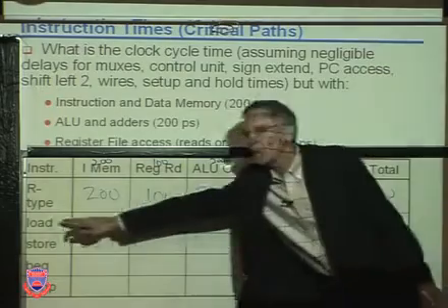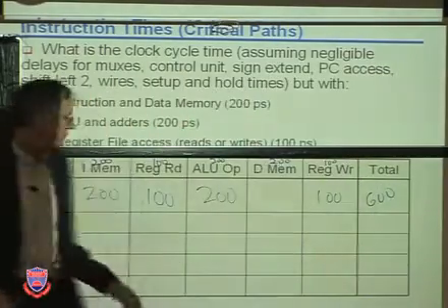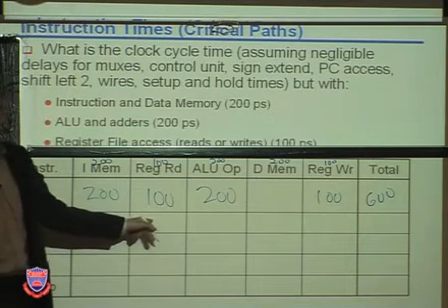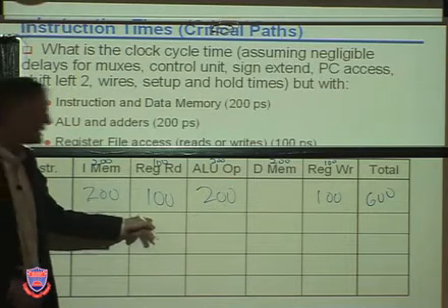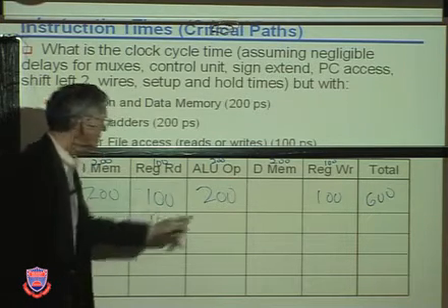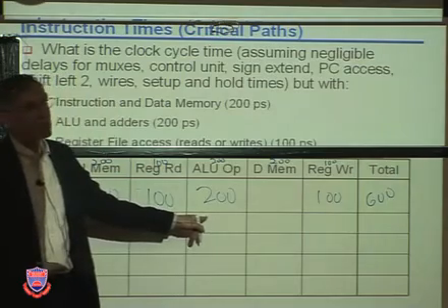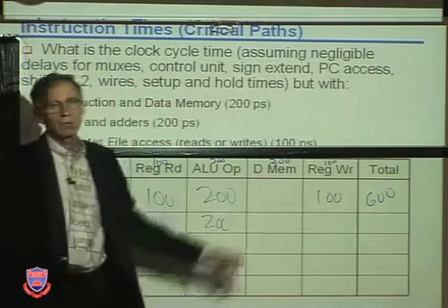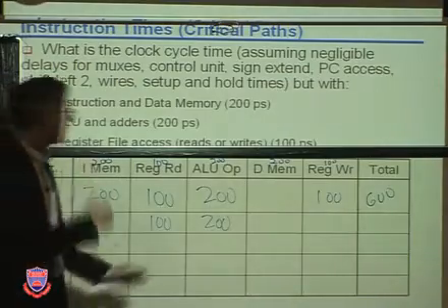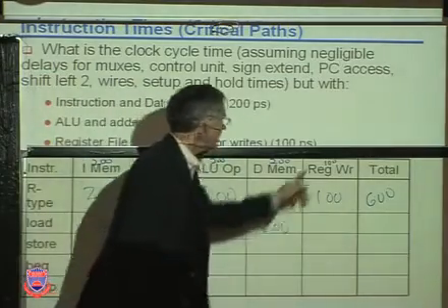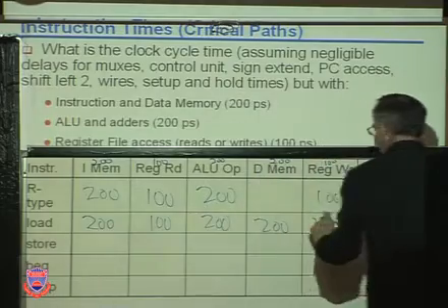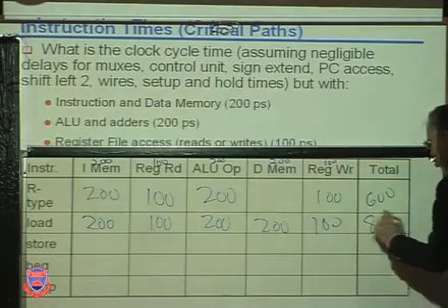All right, let's look at the load instruction. How long does the load instruction take? Well, you got to fetch it. That's 200. Do we do any register reads on load instructions? Yeah, you got to get out the RS value. There's 100. Do we use the ALU on load instructions? Yep, got to add it together to get the memory address. Do we go to data memory on the load instructions? Yeah, we read from it, so there's a 200. Do we write anything back into the register file on load instructions? Yep, there's another 100. So the grand total on those is 800 picoseconds.